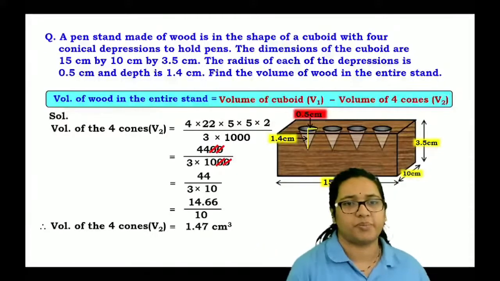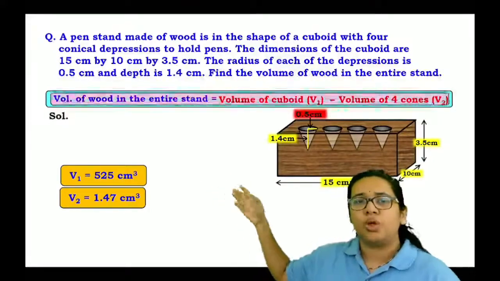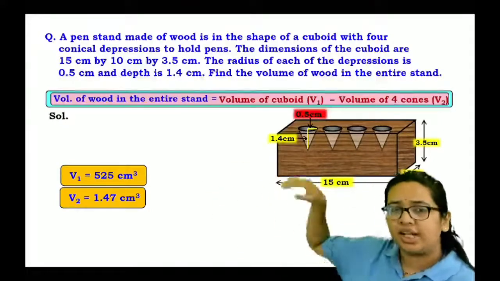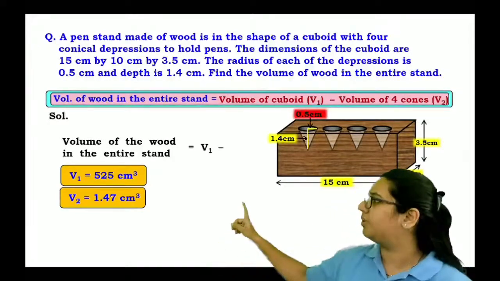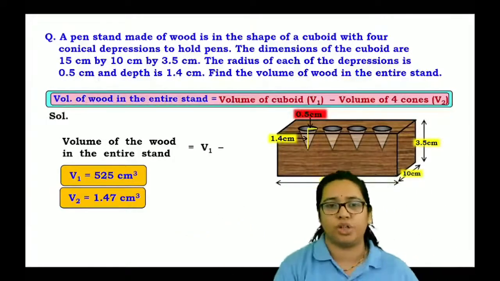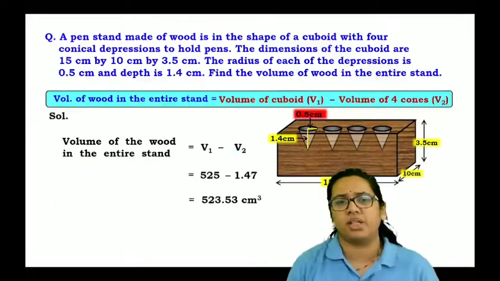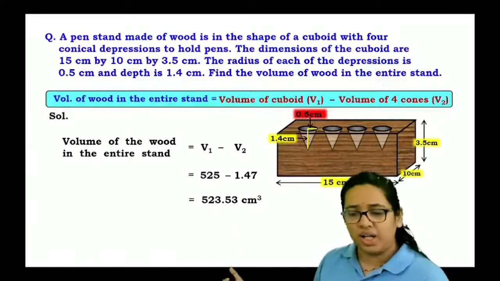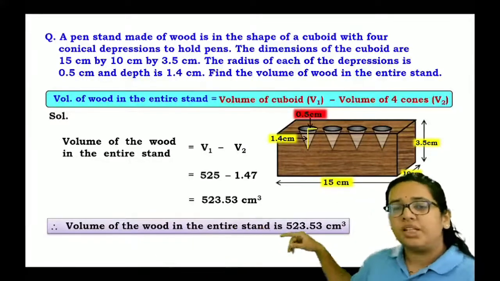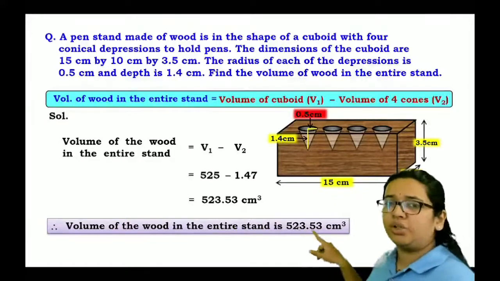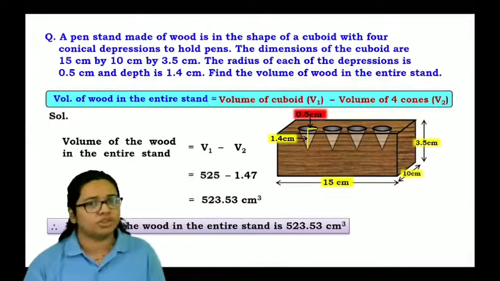Okay? Done with this? Hence, volume of wood in the entire stand will be 525 cubic centimeter minus 1.47. That is 525 minus this. So the required final answer: volume of the wood in the entire stand is 523.53. Done up to this?